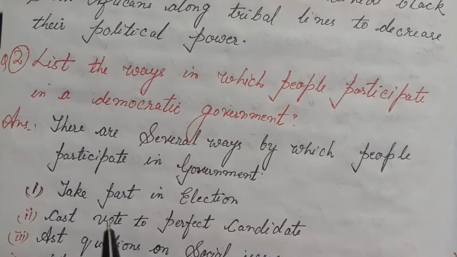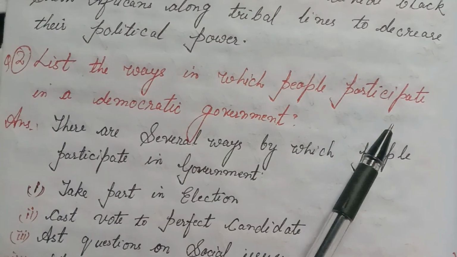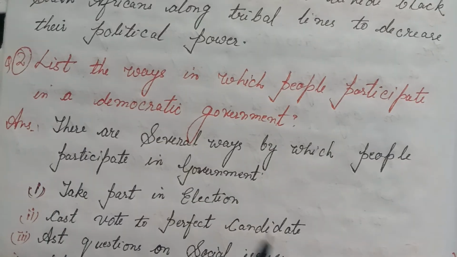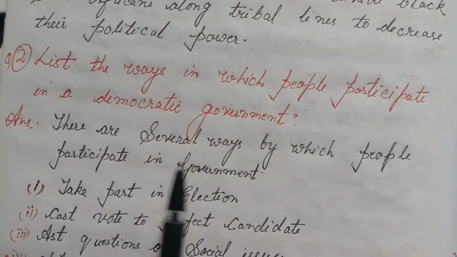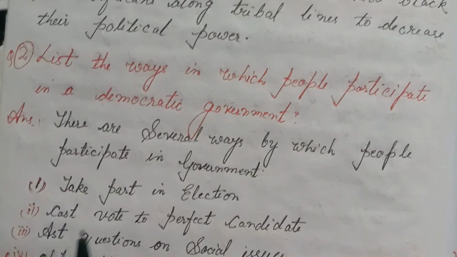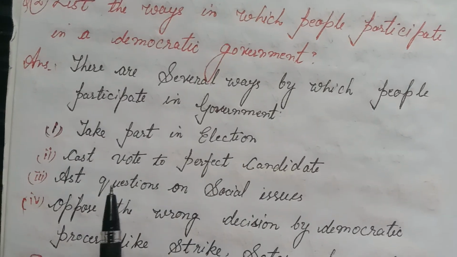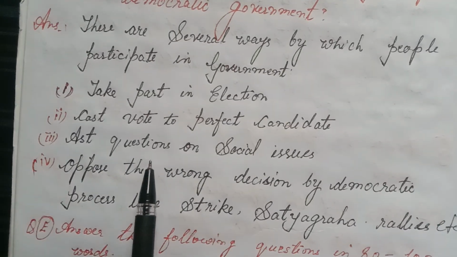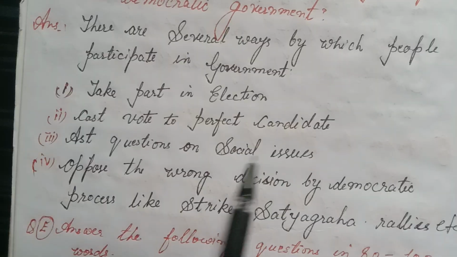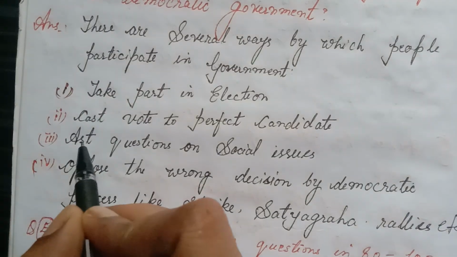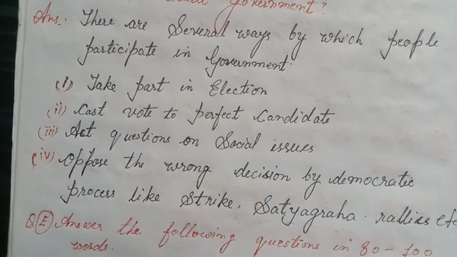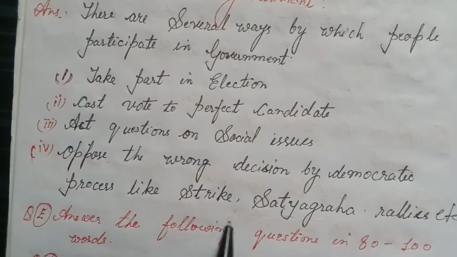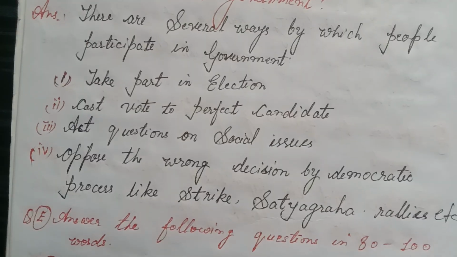List the ways in which people participate in a democratic government. Answer: there are several ways by which people participate in government. First, take part in elections, cast vote to the right candidate. Third, ask questions on social issues. Oppose the wrong decision by democratic process like strike, satyagraha, rallies, etc.